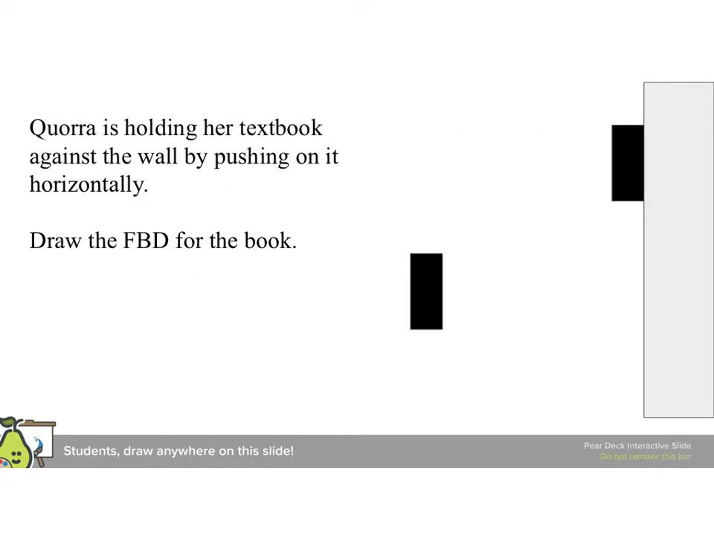Cora is holding her textbook against the wall by pushing on it horizontally. So imagine here's her hand, and she's pushing that way. Draw the free body diagram for the book. Drawing free body diagrams is mostly a checklist. We draw the weight because there is always the weight. It's the only non-contact force we're going to worry about extensively.